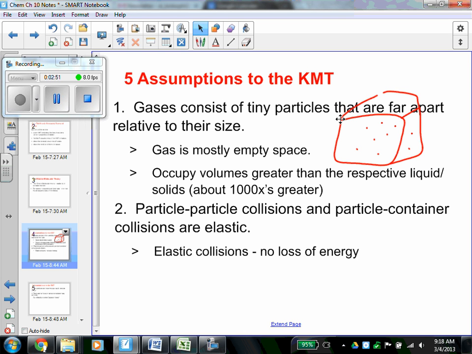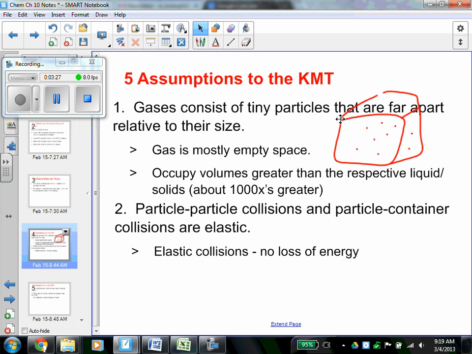All right. Now, the next thing we have is that particle-particle collisions, according to the kinetic molecular theory, and particle-container collisions are elastic. Now, elastic means that there's no loss of energy. So what that means is this. If I have two cars ramming into each other, we know that they hit and stop. That's an inelastic collision. There is some loss of energy. When 2 gas particles hit, we're going to assume that the energy before the collision and after the collision is going to be the same. So there's no net loss of energy upon collisions.